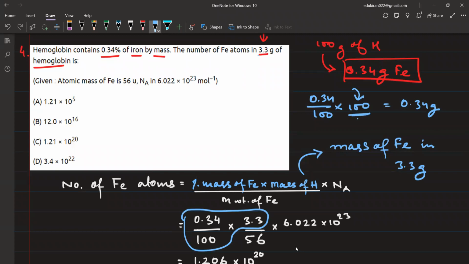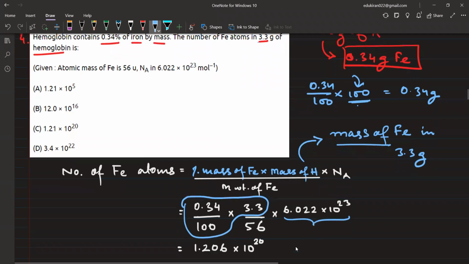3.3, and divide by the molecular weight. So mass upon molecular weight is going to give you the number of moles. Multiply that by what? By Avogadro's number. You are going to get the number of atoms.